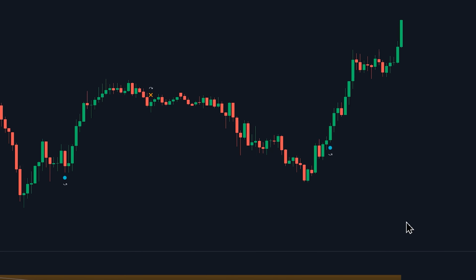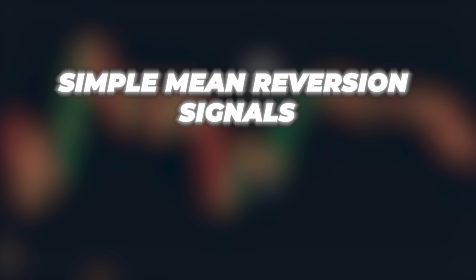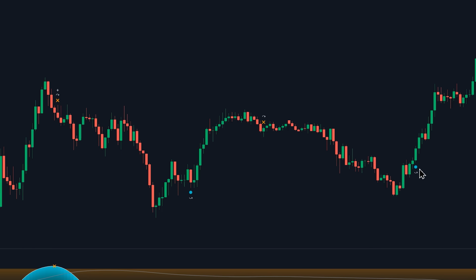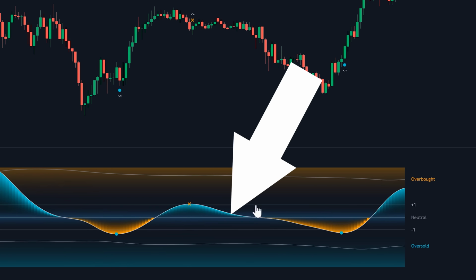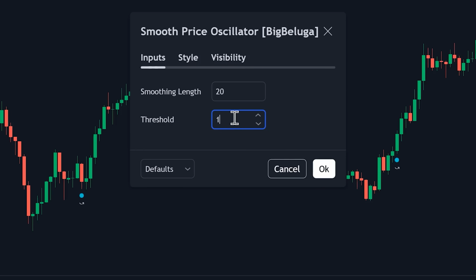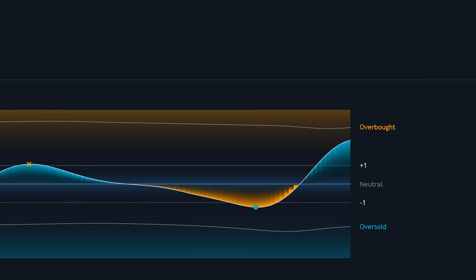Now, we also have weak mean reversion signals. Actually, they're called simple mean reversion signals, and they're going to be printed based on the interactions of this oscillator with these tiny horizontal lines right here. These lines are called threshold lines, and they're located at the +1 and the -1 levels of this indicator scale. As you can see, the one at the top is at the +1 level, and the one at the bottom is at the -1 level.